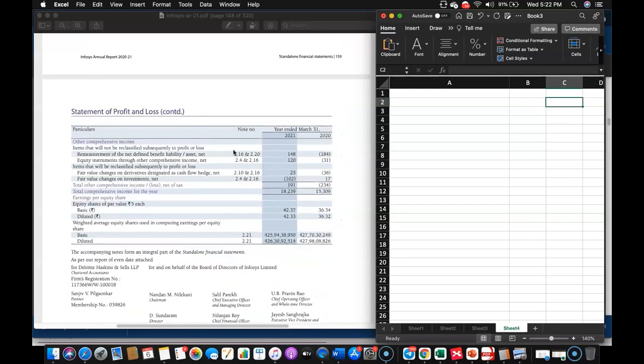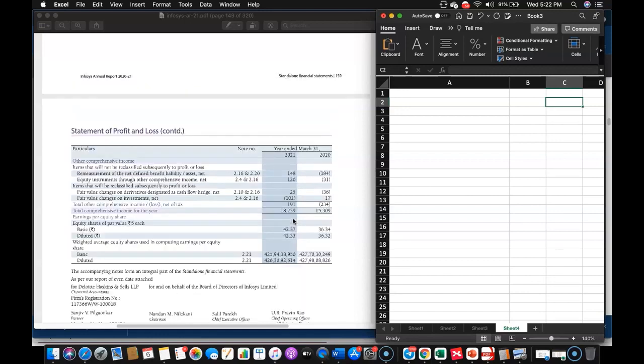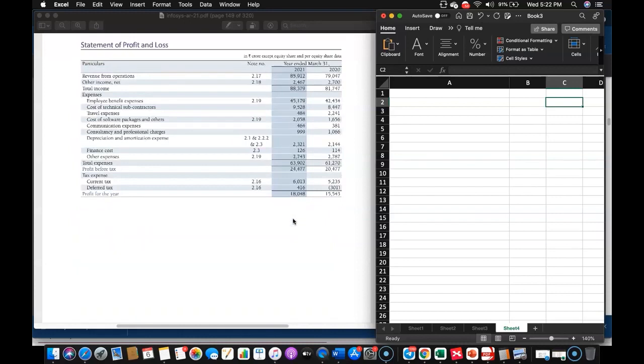Then we have all this other comprehensive incomes, and if you adjust for all, still, yes. Let us also look at their EPS, earnings per share. In the previous year, their basic EPS was 36.34, but in the current year, this has increased because of increase in profits. Diluted is 36.32, and here it is 42.33, not much of difference. Good. So we have just glanced through the basic information.